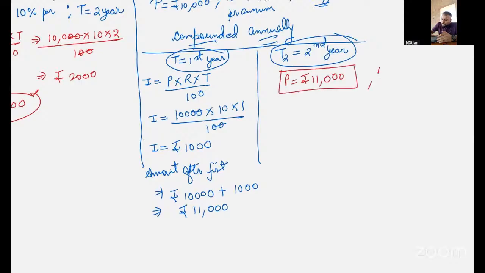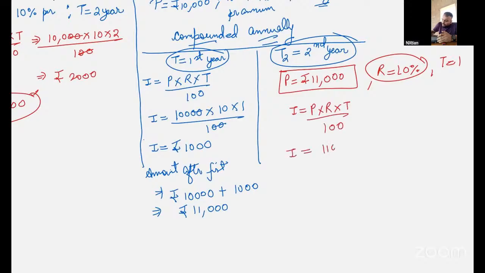What will be the rate? The rate will be again 10%, and time is only 1 year. We are calculating the time will be 1 year. So now I is equals to P into R into T upon 100. I is equals to, what is P? 11,000. What is R? 10%. Time is 1 upon 100.